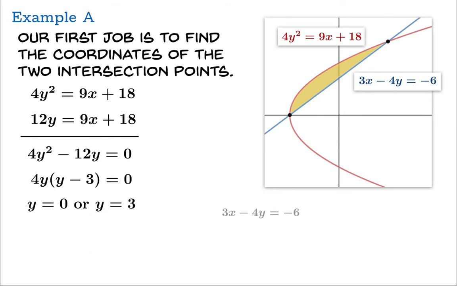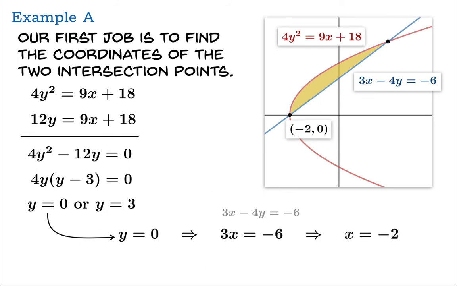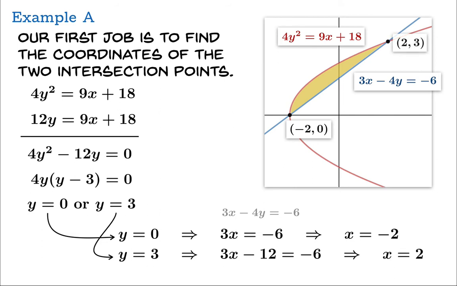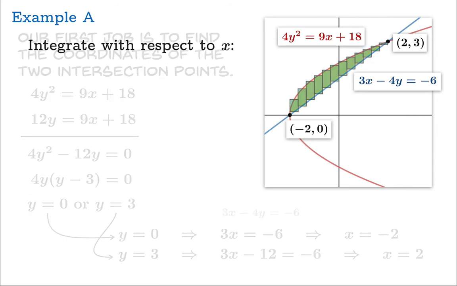Now, here's our linear equation. So we can take each of these values of y. For example, y equals 0 would imply that 3x is equal to negative 6, so x is negative 2. And on the graph here, we can identify this intersection point as (negative 2, 0). Similarly, when y equals 3, that implies, thanks to the linear equation, that 3x minus 12 equals negative 6. And that means that x equals 2. And so our other intersection point should be the point (2, 3).